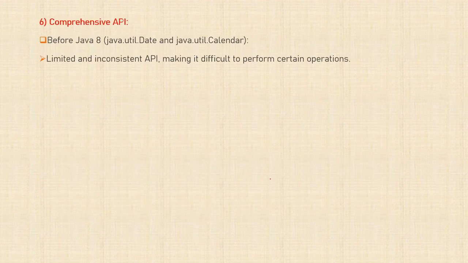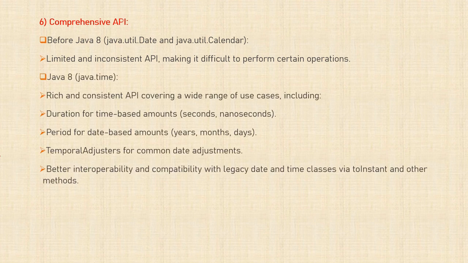Comprehensive API: before Java 8, there was a limited and inconsistent API, making it difficult to perform certain operations. But in Java 8, you get a rich and consistent API covering a wide range of use cases, including Duration, a time-based amount in seconds and nanoseconds, and Period, a date-based amount in years, months, and days. So we have Duration and Period inside Java 8.